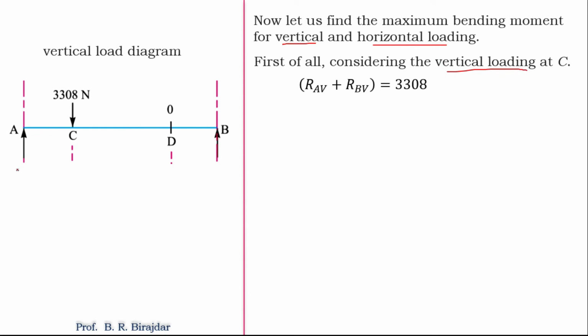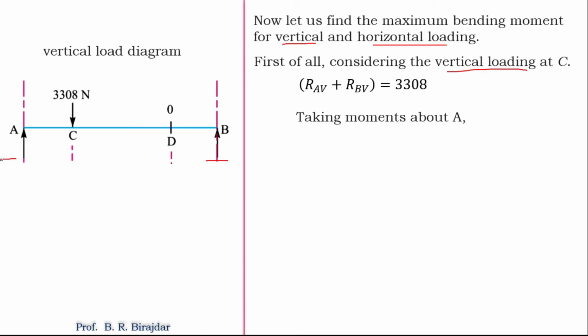Now we will try to calculate the reactions. RA plus RB is equal to this. These two are in upward direction and this is acting in the downward direction. So RAV plus RBV, reaction at point A in vertical direction plus reaction at point B in vertical direction, should be equal to 3308.